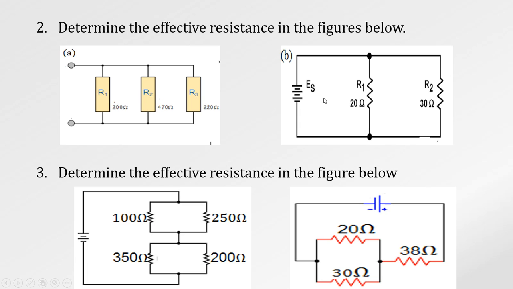You have to know, is it a series arrangement or is it a parallel arrangement? If there are 2 in parallel, what do I do? If there are 3 in parallel, what do I do? If there are more than 3, what do I do? You use the general formula.